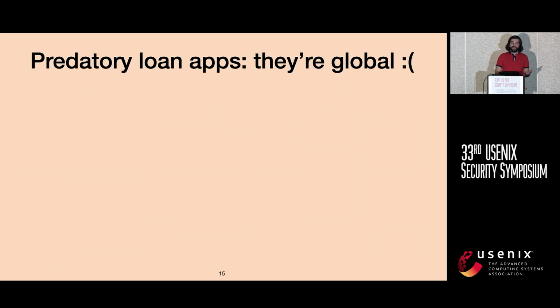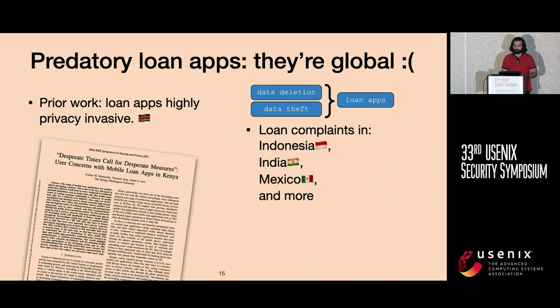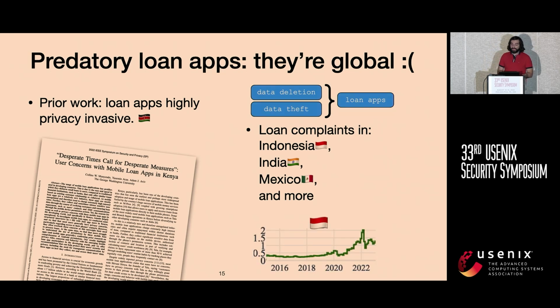Turns out, with the case with Indonesia, it's about predatory loan apps. There's some prior work on this showing that people really hate predatory loan apps, especially in Kenya, because of their privacy invasiveness. In our data set, people complained that these applications were stealing their data, they wanted their data to be deleted. We found it mostly in Indonesia, but it existed in India and Mexico and many more countries, implying that the issue was global. This big spike you'll see in 2022 in Indonesia is mostly explained by this phenomenon.